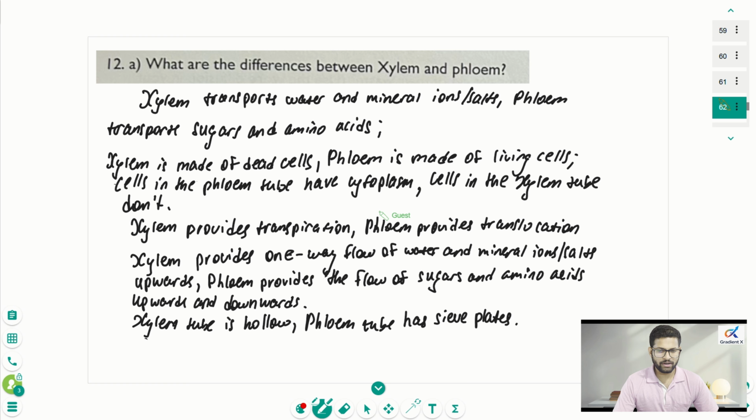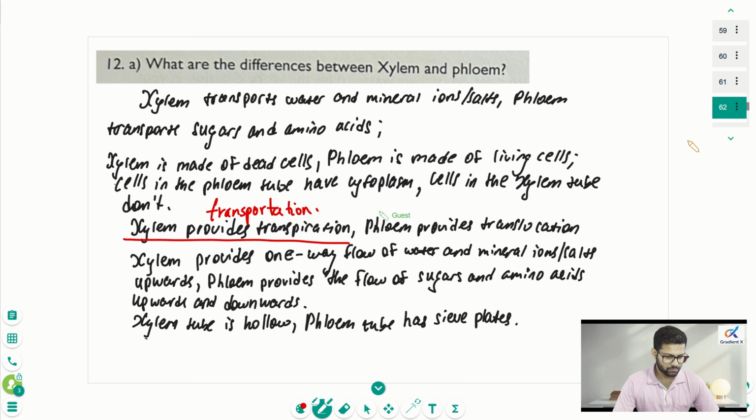Xylem provides transpiration. Does xylem provide transpiration? No, only transportation happens in xylem. Transpiration is an exclusive process happening in the leaves from where water vapor is going out. That is transpiration. I've taught you that. Only transportation happens over here, and that too only of water and dissolved minerals. Got it? Yes, continue.